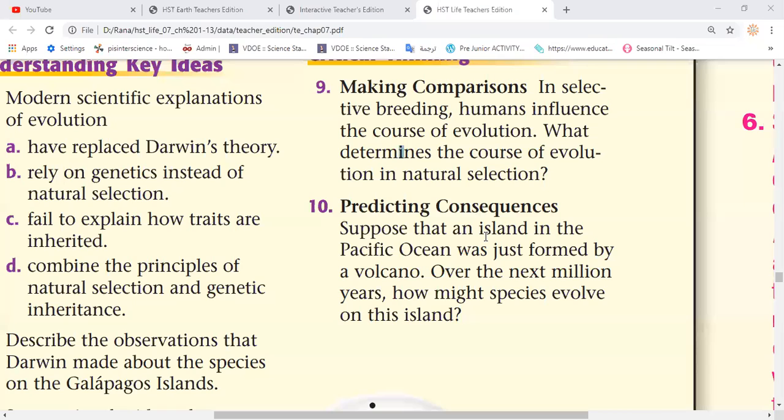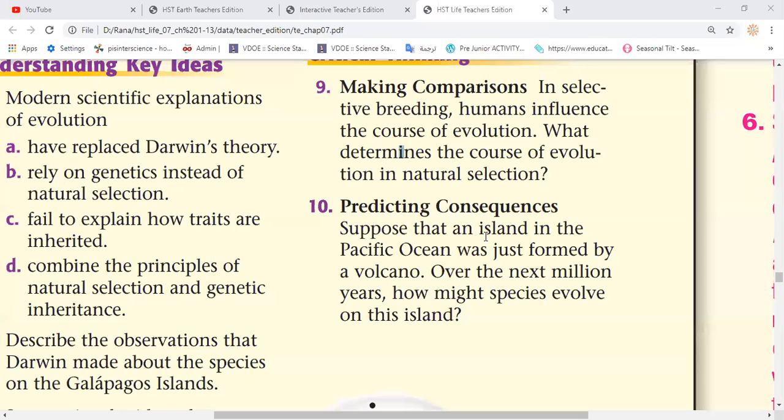So, anyone have an idea? Just think about what would happen if a volcano just erupted and made an island in the middle of the Pacific Ocean. After a million years, could we find life on this island? Yes, we can. So how will the life on that island look, or how is it going to evolve?